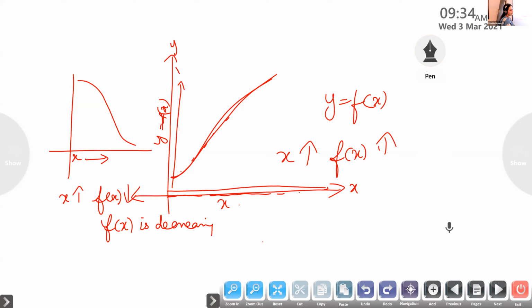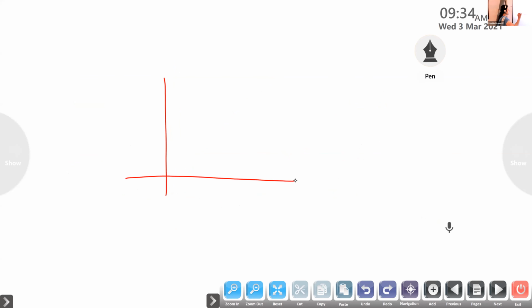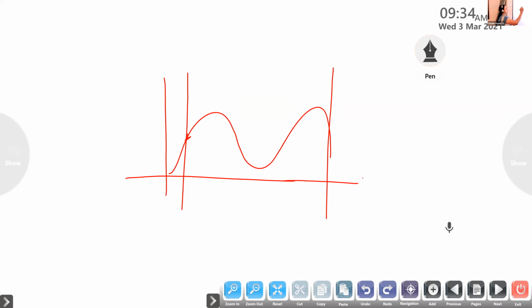Now consider this graph. Suppose it is like this. If I take this full region, is it increasing or decreasing? Suppose I take the curve part within this region from here to here. Is it increasing or decreasing or both? Both, isn't it? If you take from here up to this, it is increasing, then it is decreasing. Again, it is increasing, then it is decreasing.